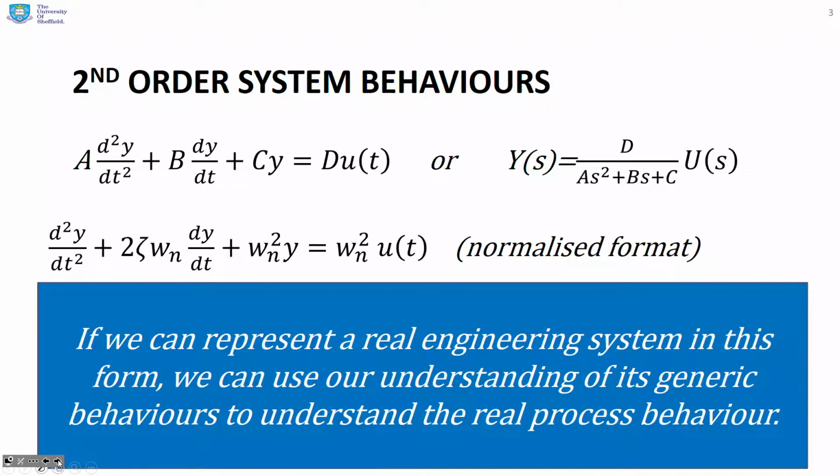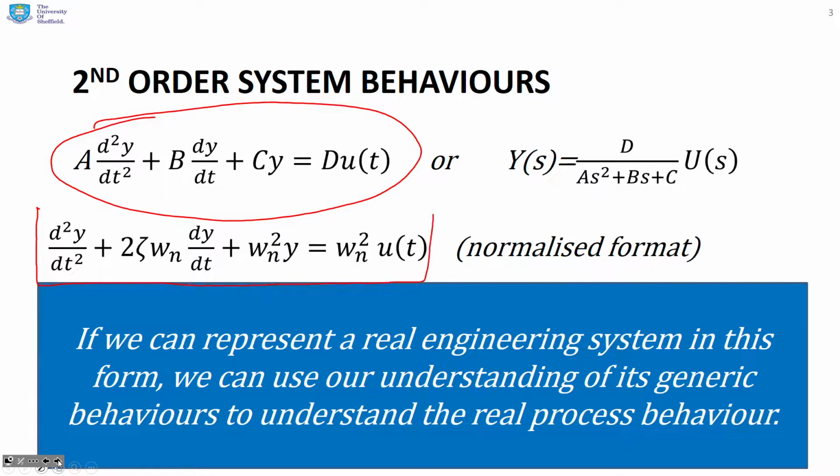So what does a second order system look like? Here's a generic second order model with parameters A, B and C, but it's far more common to focus our effort on this normalized form, or underdamped form, where you can see we've got these parameters zeta and omega n, the damping ratio and the natural frequency. The key point is if we can represent a real engineering system in this form, then we can use our understanding of the generic behaviours to understand the real process behaviours. So here we focus on generic behaviours, and your job is then to translate that into a real system.